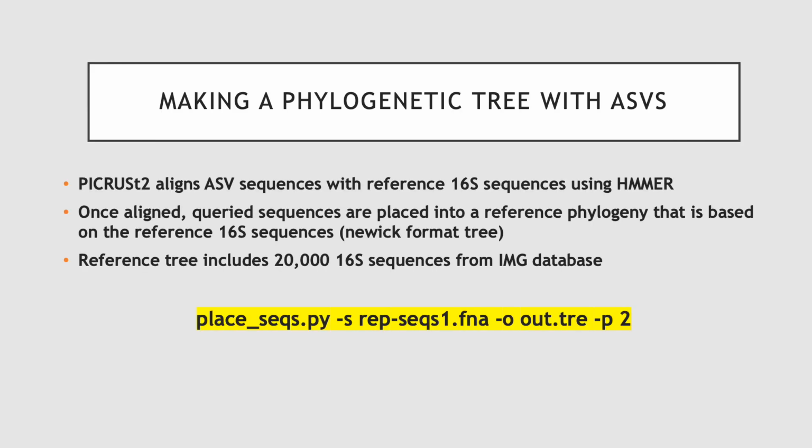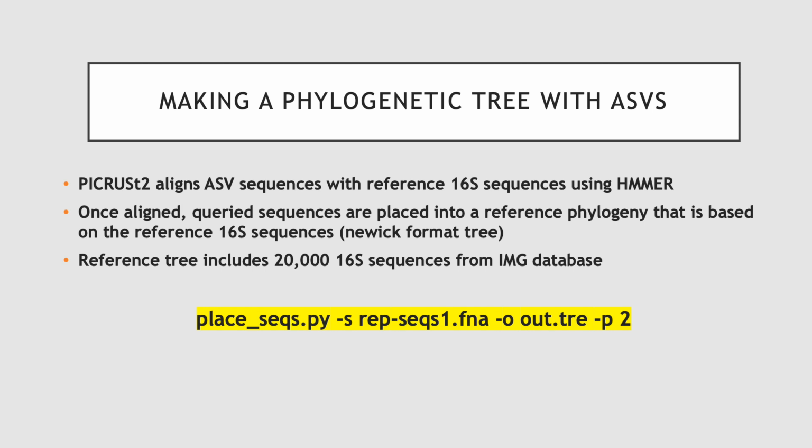Okay, so once we've made sure that the input files are in the right format, then we can start running PICRUSt2. The first thing that we need to do is build a phylogenetic tree. We do this by taking our ASV sequences and aligning them against a database of reference 16S sequences using HMMER, hidden Markov modeling. It's a very common modeling tool to align sequences.